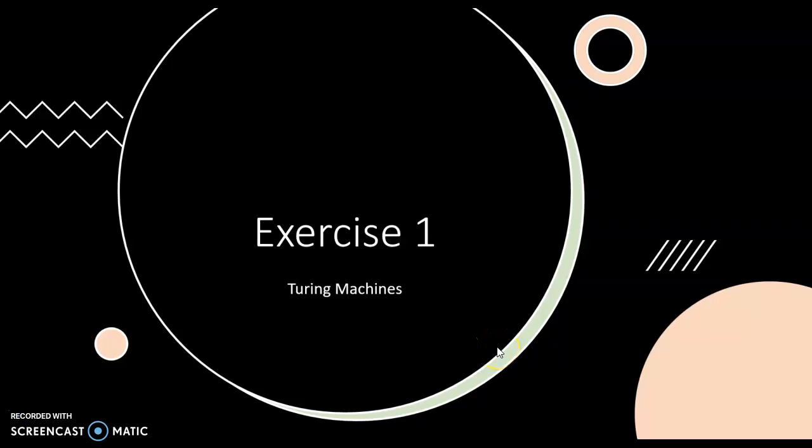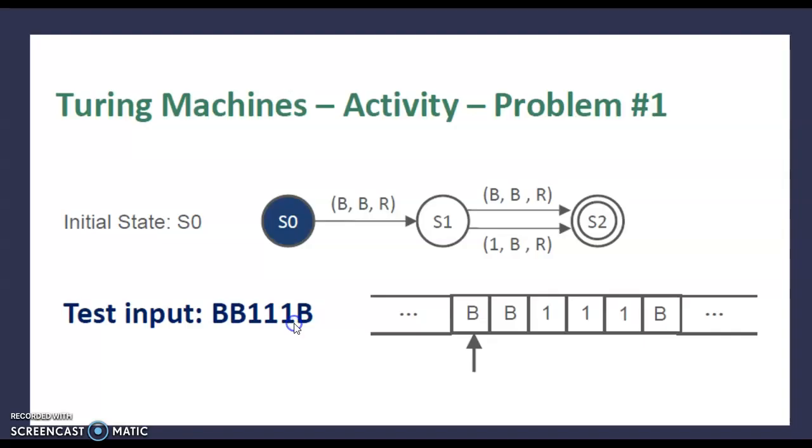Here's an exercise on Turing machines, and we'll have a look here at the state diagram we're going to get. So this is our diagram here, and we can see that we've got three states: state 0, state 1 and state 2. And this is the test input BB111B, which is transferred to our tape BB111B, and you can see that the tape head is pointing to the letter B.